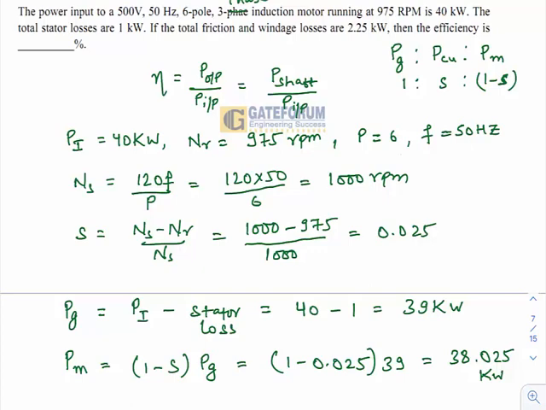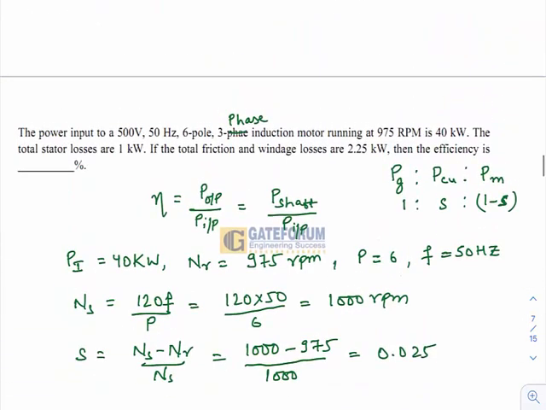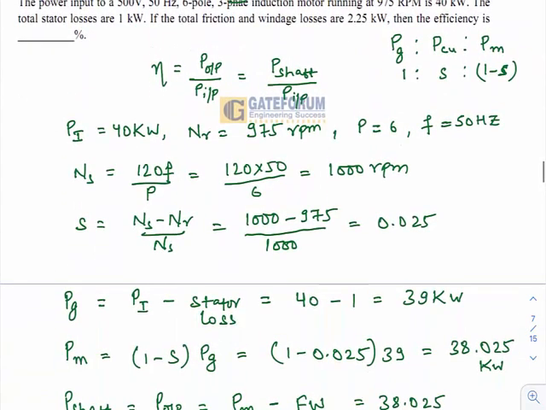induction motor is a rotating machine, so there would be frictional and windage losses, okay, that is rotational losses in the motor. So for getting the shaft power or the output power, what I can do is PM, mechanical power developed, minus friction and windage losses. So PM is 38.025 and the friction and windage losses is given as 2.25 kilowatt.